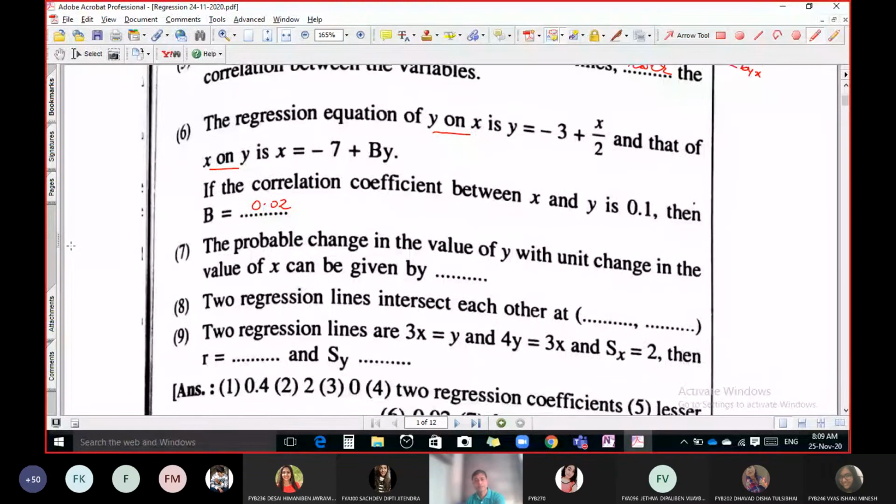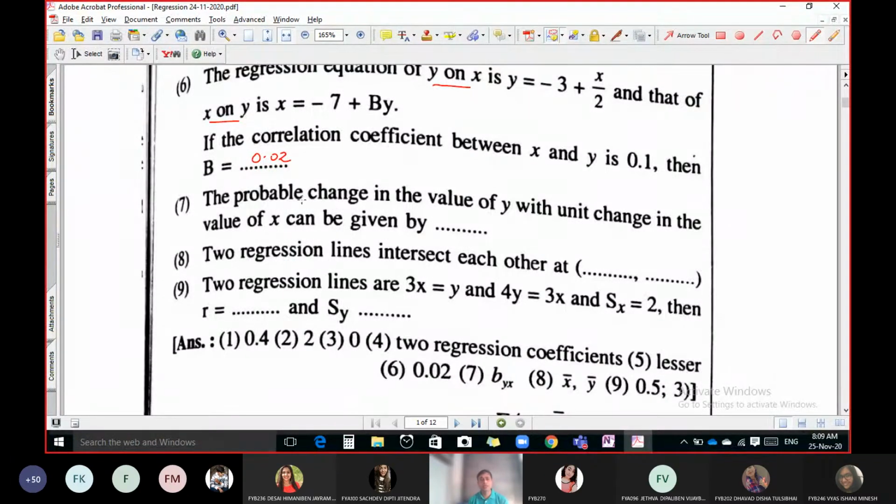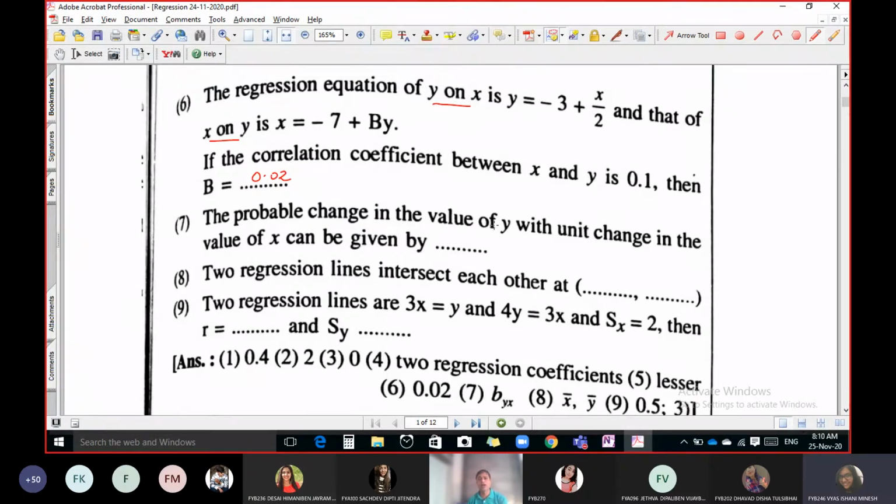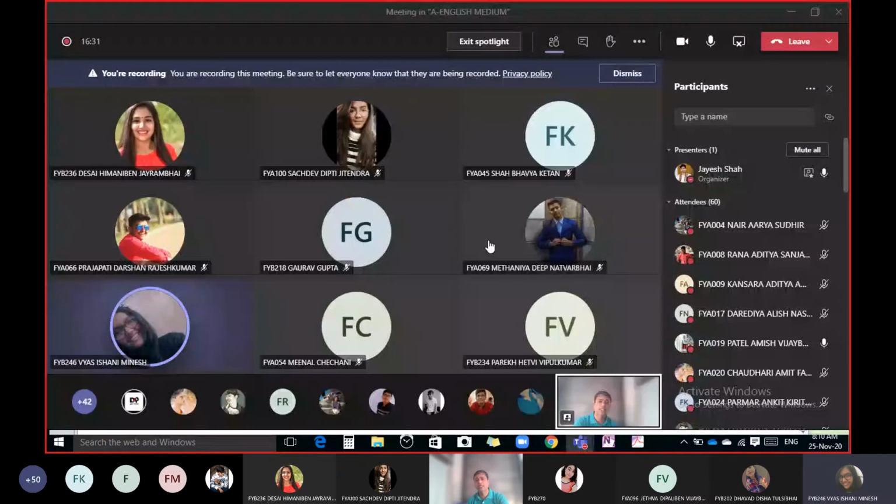Okay, question number 7. The probable change in the value of y with unit change in the value of x can be given by, any of you? The probable change in the value of y for the unit change in the value of x. When x is changed by 1 unit, what is the change in y? BYX. Correct. That is the correct answer.